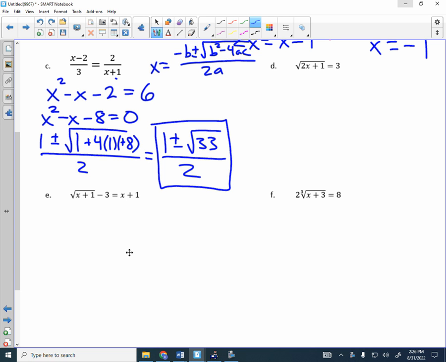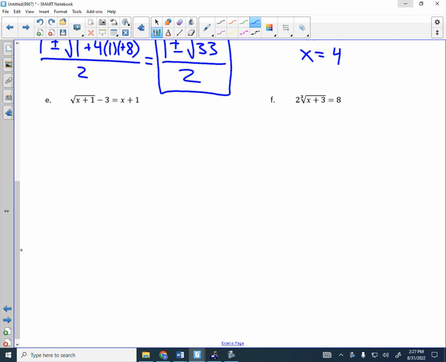Square root of 2x plus 1 is equal to 3. How do you get rid of the square root sign? Square. You square both sides. You get 2x plus 1 is equal to 9. Subtract the 1. 2x is equal to 8. So x is 4. Pretty easy, right? Letter E, what about that?